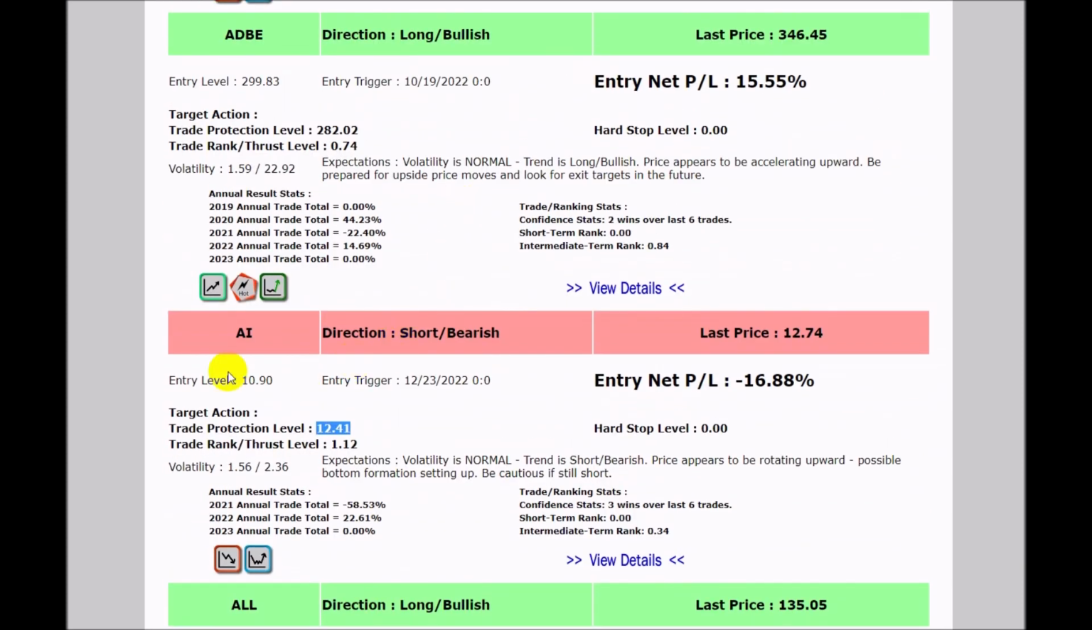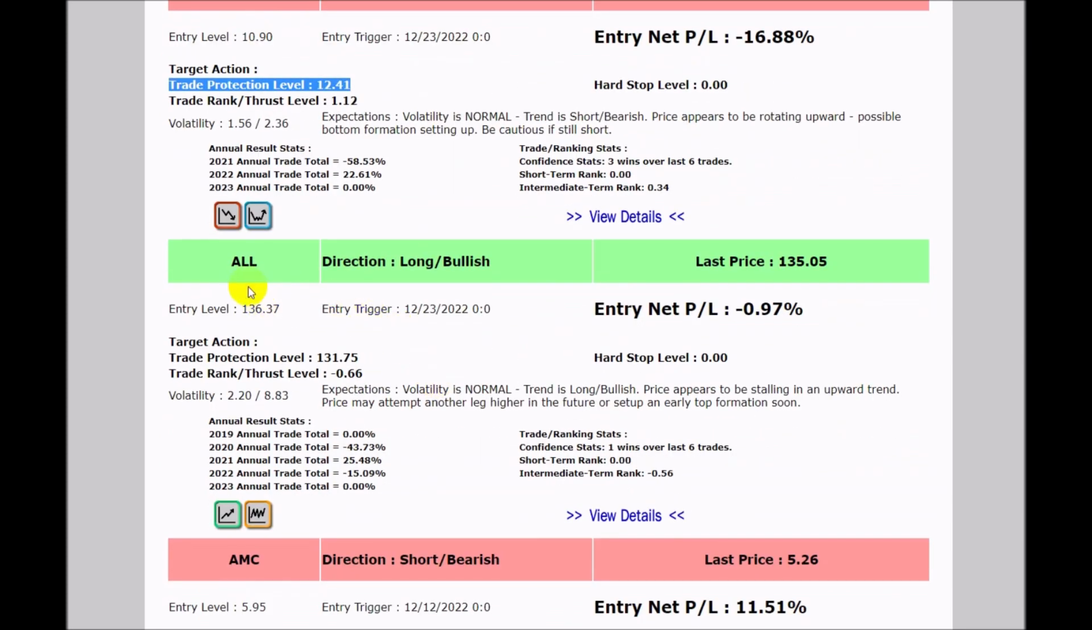So when you get into a trade here, we give you a trade protection level, which is essentially a soft stop. This is telling you that when we got short at 10.90, if it got above 12.41, that's telling you that we want to be cautious of the trade. This is now weakening and could turn into a loser. So think of that as a resistance level for the AI trade.